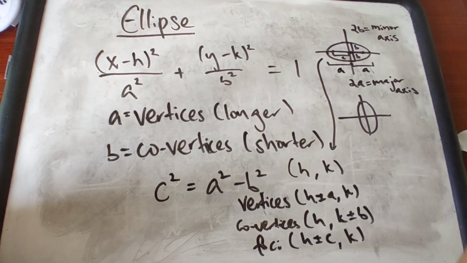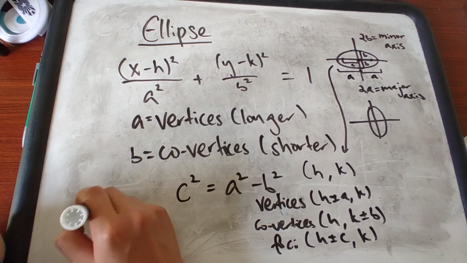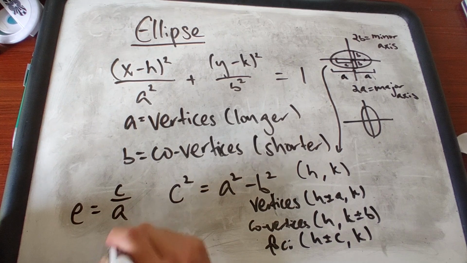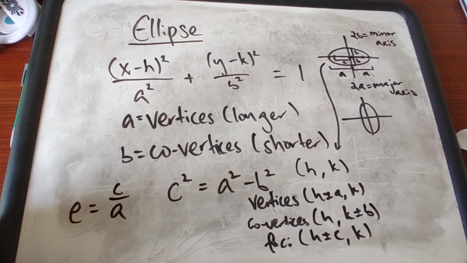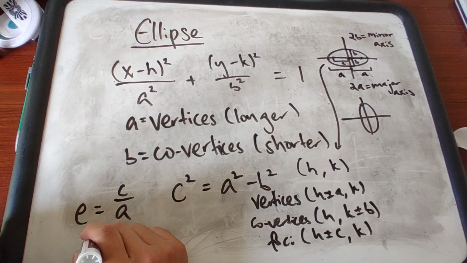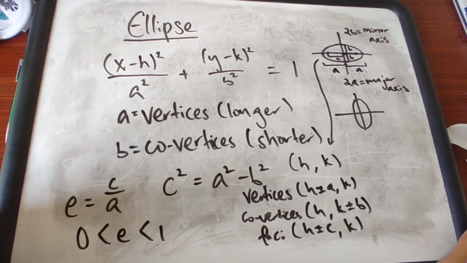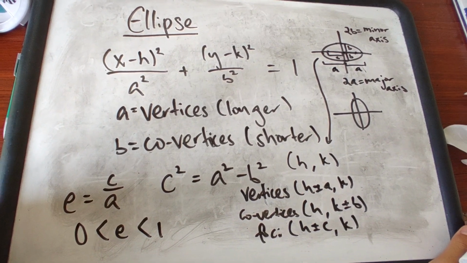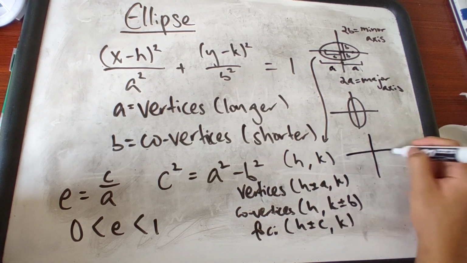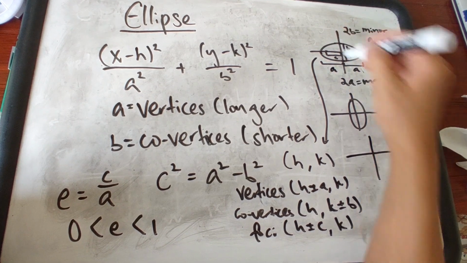Also, there's another thing to point out called eccentricity, and that is described by the variable e. The formula for this is c over a, and because the foci are inside of the ellipse, the possible e values are from 0 to 1. What this tells us is how stretched out the ellipse is. So if e is closer to 1, that means the foci are really close to the vertices.